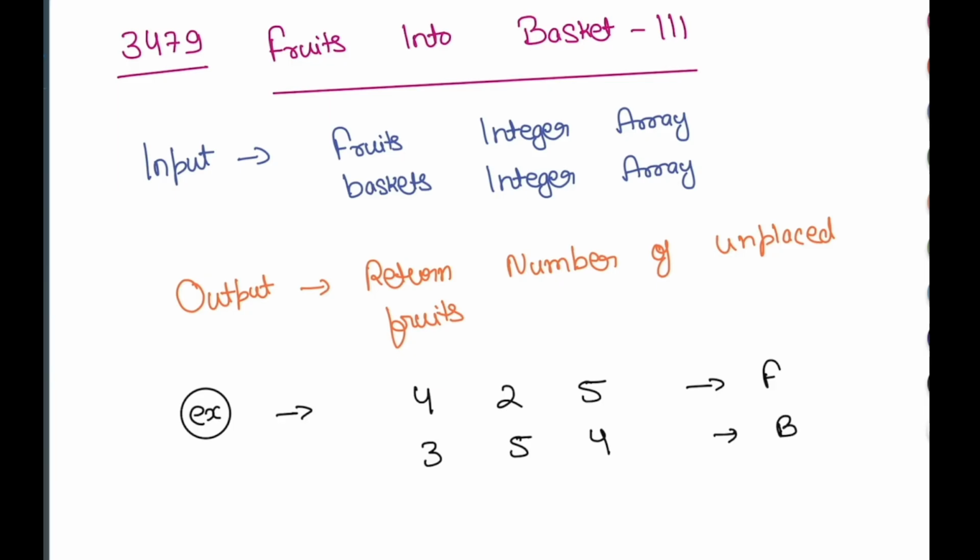So let us try to first place this particular fruit 4. It cannot be placed in the first basket because the capacity is less than 4, but this can be placed in the second basket because the capacity is more than or equal to 4. So we can say that the fruit number 4 is placed in the basket with capacity 5.